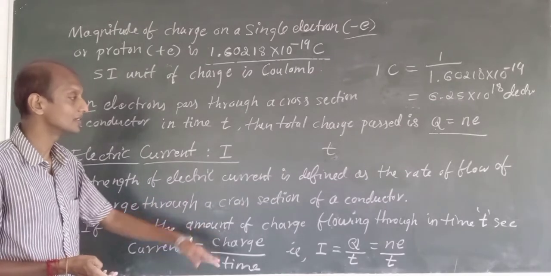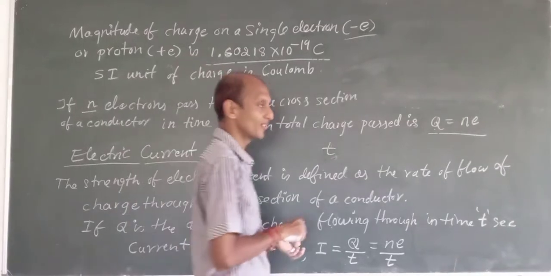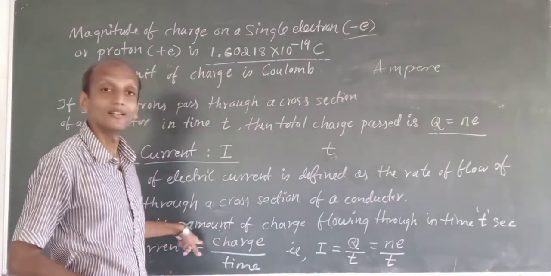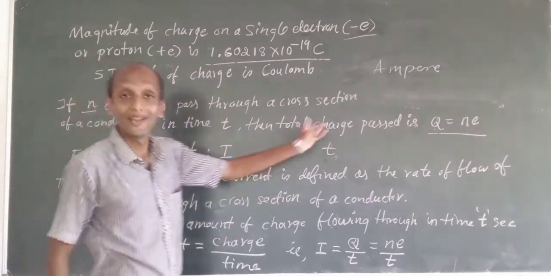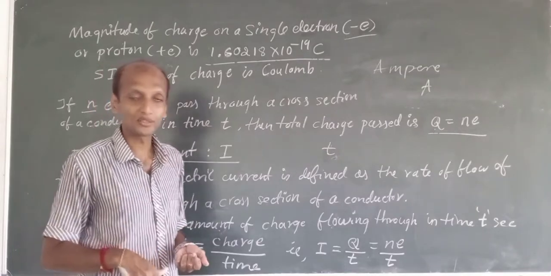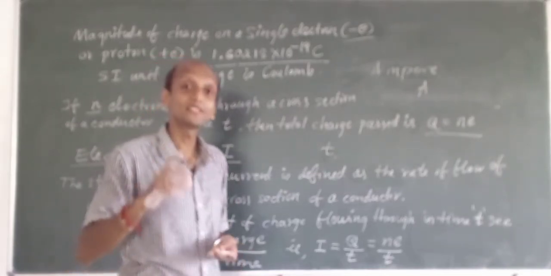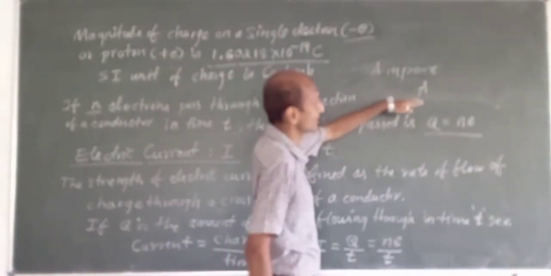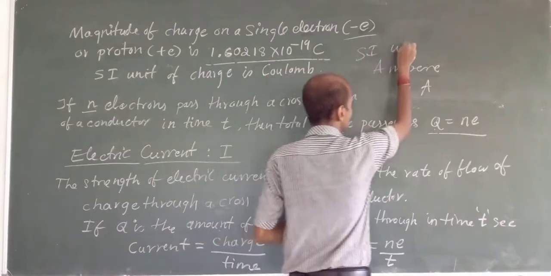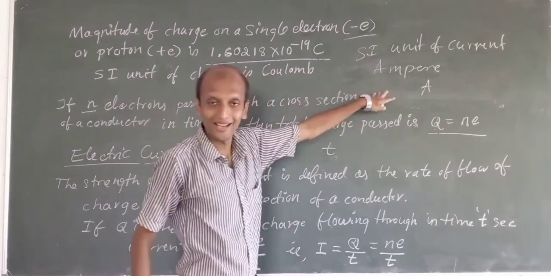So this is how I can go for the electric current. Now the unit. SI unit of electric current is what? Ampere. Current is measured in amperes, denoted by capital letter A. Usual units for current will be milliamperes, amperes, microamperes. 1 ampere is a huge unit for electric current. So ampere is the SI unit of current.